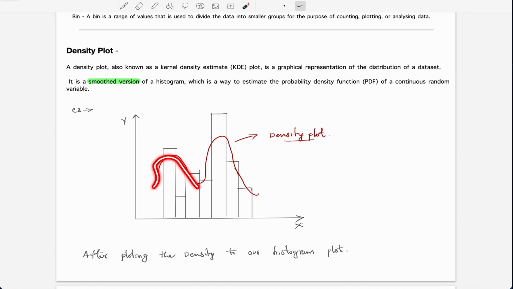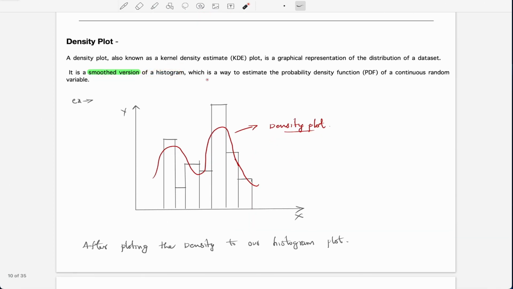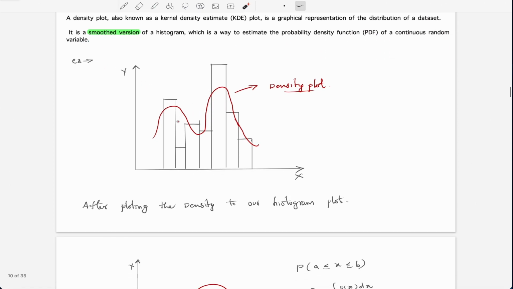We have seen the histogram, right? If we draw this line, this is the smoothed version. We're going to mainly focus on this line now, not on the bins. This smoothed curve is a way to estimate the probability density function, or PDF, of a continuous random variable. As an example, we simply plot the histogram, and then we have a density plot over it. This smoothed curve is our density plot.